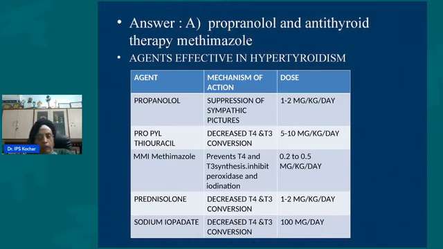So all these agents are effective in hyperthyroidism. You have sodium ipodate, prednisone, methimazole, propylthiouracil, and propranolol. So in this patient, propranolol and antithyroid medication were started.